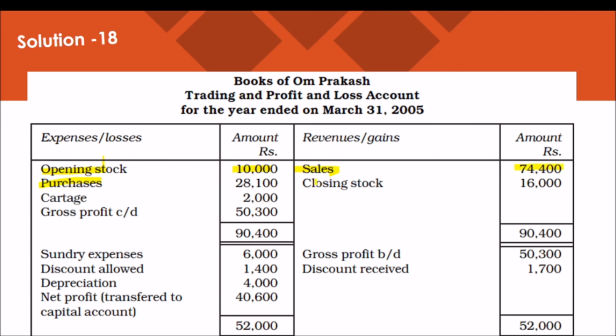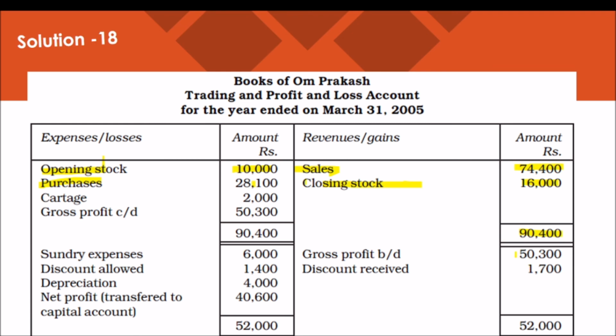Then in the additional information, closing stock value is also there, 16,000. We are finding the total 90,400, and the gross profit difference is 50,300. The gross profit amount is 50,300. That will be brought down in the credit side.